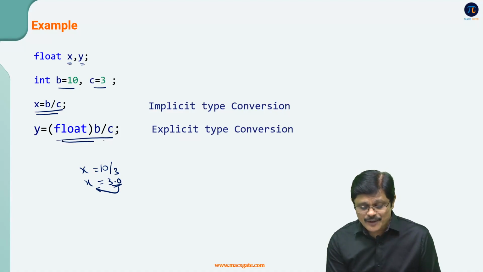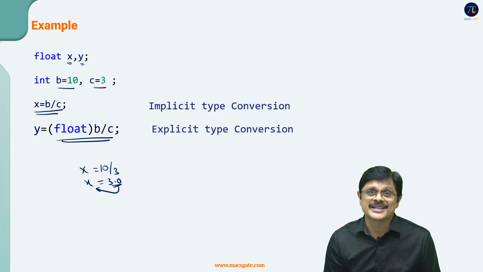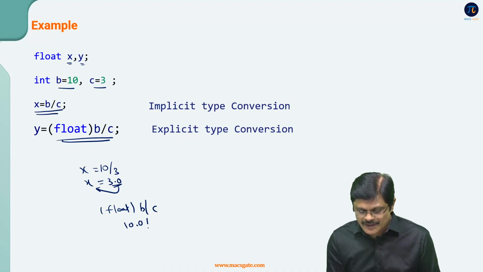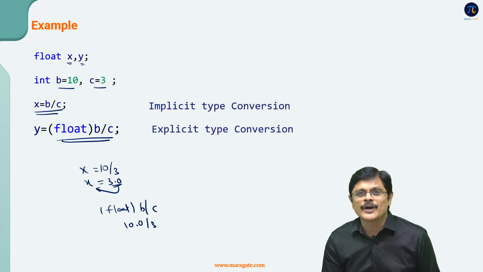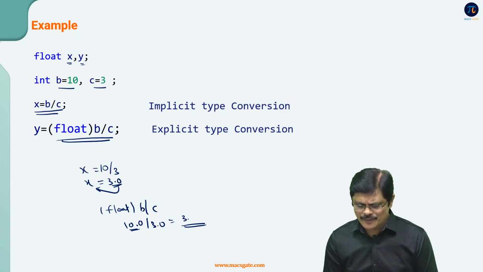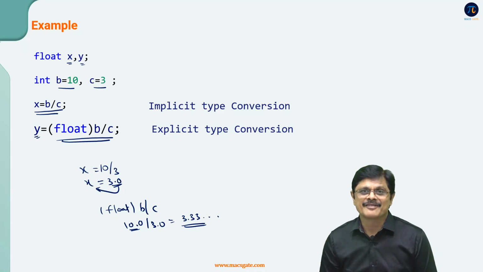But here if you see, we made b float. This is what we call typecasting, that is, we converted b to float. So we wrote float b by c, so it becomes 10.0 by 3. When one operand is float, the other is converted to float, both are converted to float. Now we are going to get floating point arithmetic, that is, division of floating numbers. So what is the answer? You may get something like 3.33. So the y value will be 3.33, my dear friends. This is called explicit type conversion.